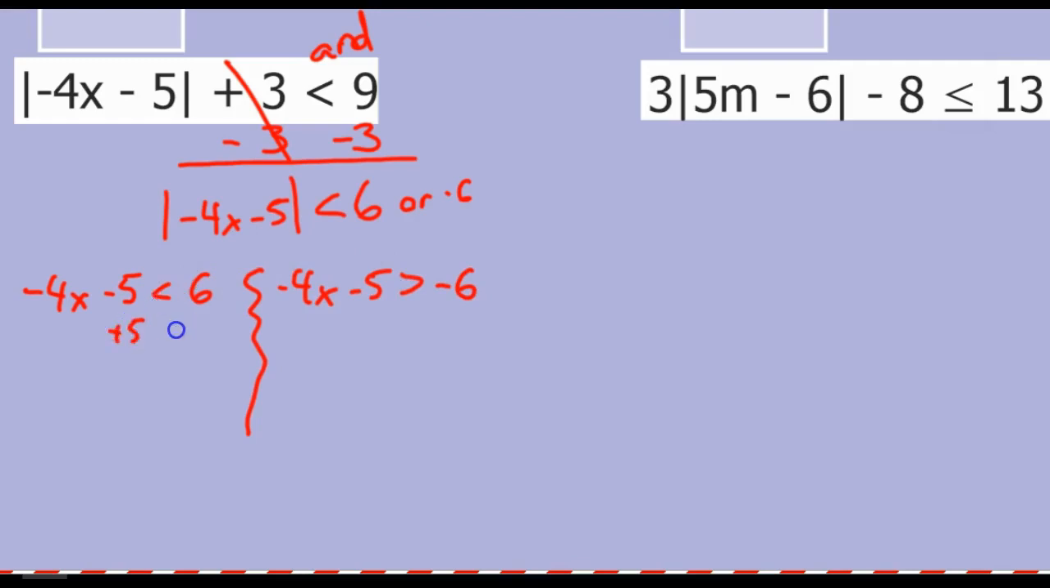So if we add 5 here, we have -4x is less than 11. If we divide by a -4, our sign is going to flip. So we have x is now greater than a -2.75.